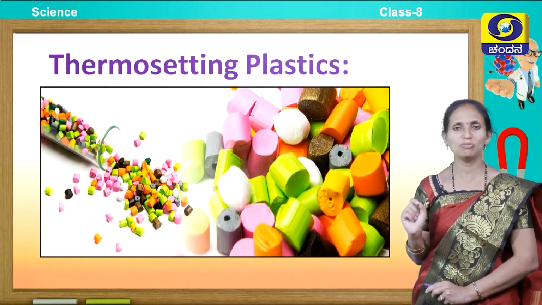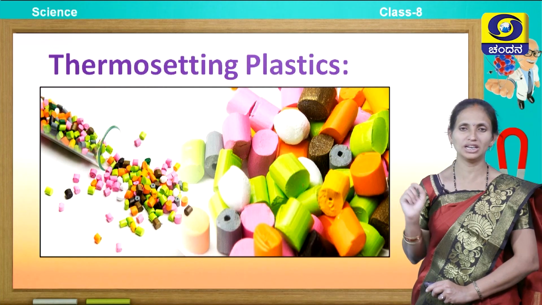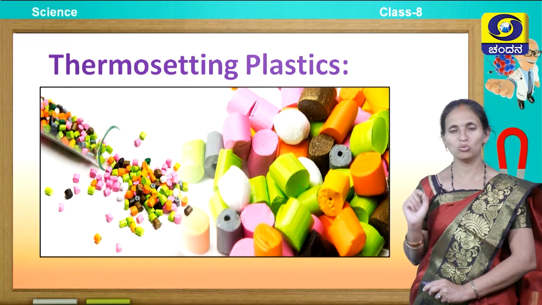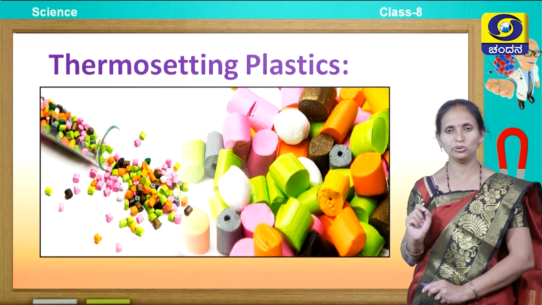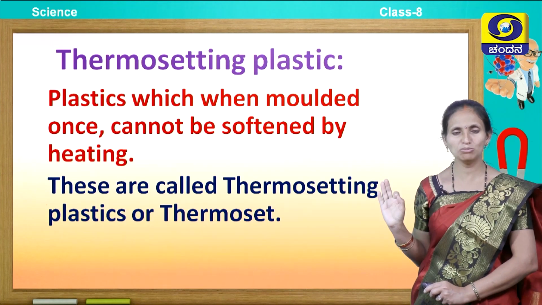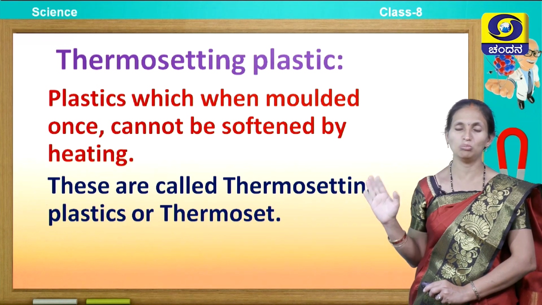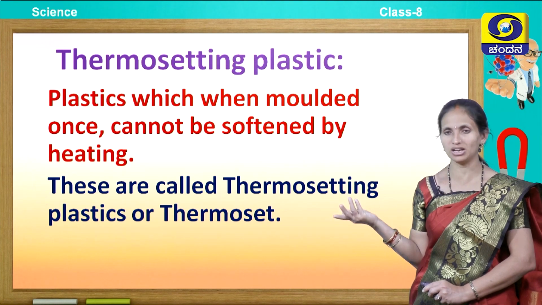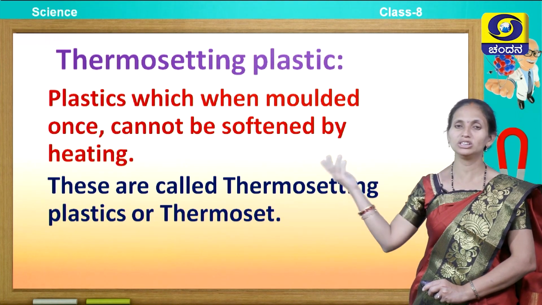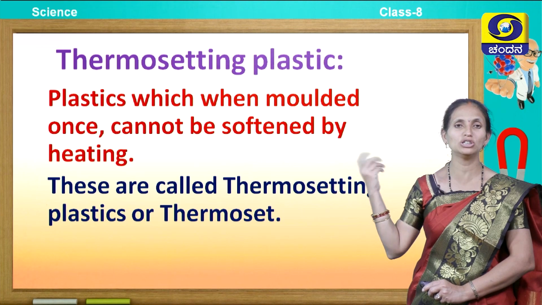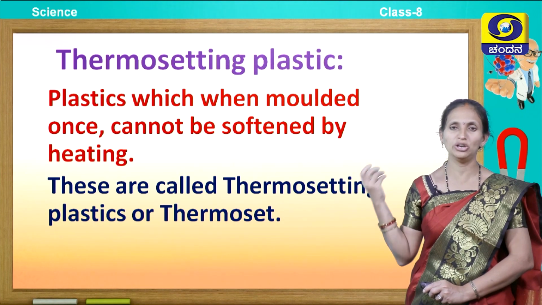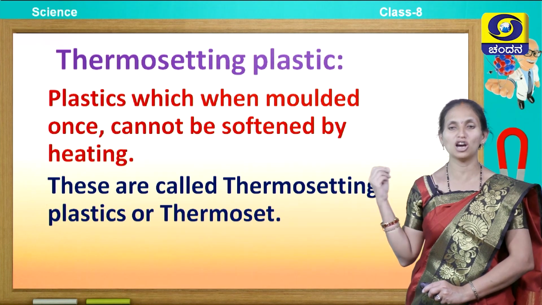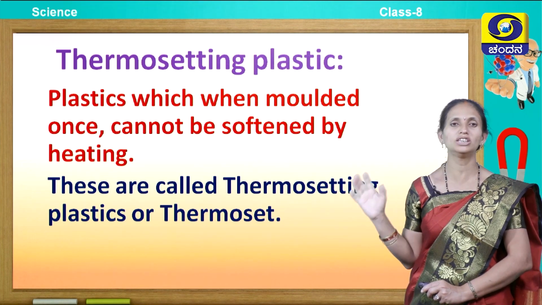The second type of plastic is thermosetting plastics. Let us see what their properties are and where we are using them. These are plastics which, once molded, you cannot get back again. Plastic which, when molded once, cannot be softened by heating. When you heat them, you cannot soften them. So, these are called thermosetting plastic or thermoset.